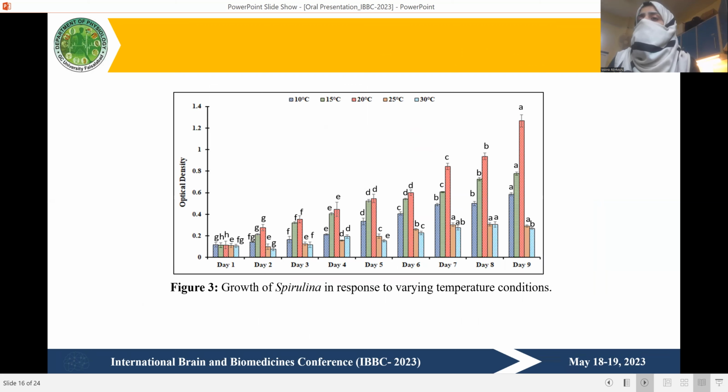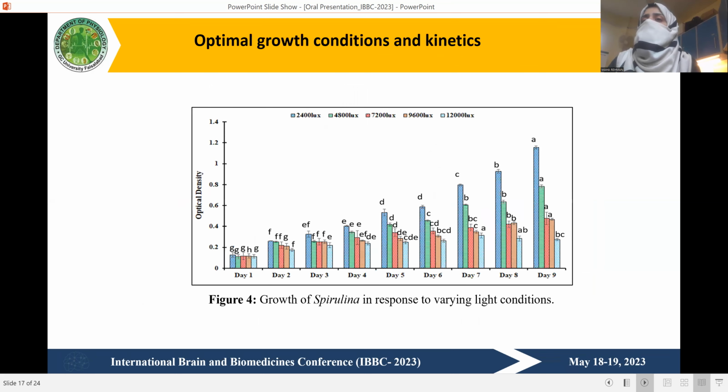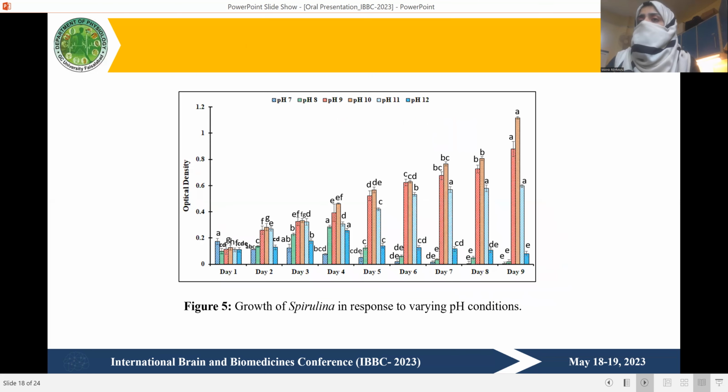This shows the growth of spirulina in response to varying temperature conditions. The best results were shown at 20 degrees centigrade. Here is the result of light intensity, growth of spirulina in response to varying light conditions. The best results were shown at 2400 lux. And growth of spirulina in response to varying pH conditions. The best results were shown at pH 10.